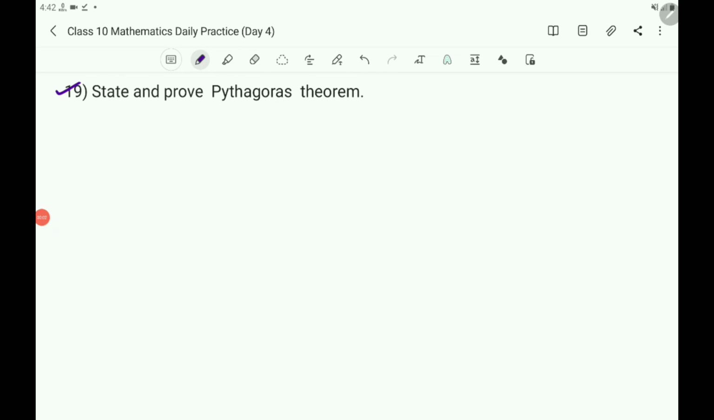Now the 19th question: state and prove Pythagoras theorem. Children, it is a theorem in the chapter Triangles. This theorem is already proved in the video lesson of the chapter Triangles, so go through the statement and proof of the Pythagoras theorem in that lesson and learn it. It is a 4 marks or 5 marks question. If you learn it perfectly, you will get complete 4 or 5 marks.